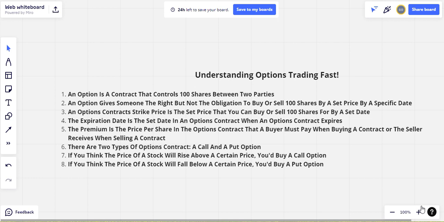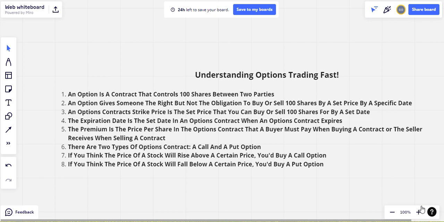So what is an option? An option is a contract that controls 100 shares between two parties, which is a buyer and a seller. Now, an options contract gives someone the right, but not the obligation, to buy or sell 100 shares at a set price by a specific date. So when you take out an option, you're not actually buying or selling anything. The contract allows you to control 100 shares, and you're just hedging whether the price of those shares is going to rise or fall above or below a set price by a specific date.